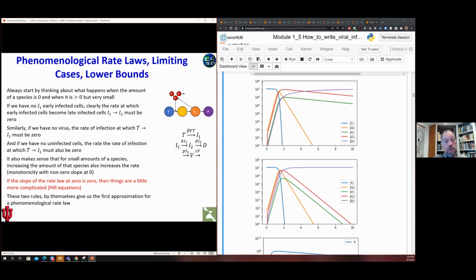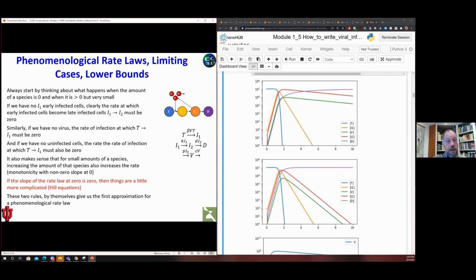Is the slope 0 at 0, or is it non-zero? For most of the things that we're going to deal with, it's not true for gene regulation, but for most of the other cases we're dealing with here, for example, it makes sense that as we increase the amount of I1, at least for small amounts of I1, the rate of conversion from I1 to I2 would increase. In particular, because we're talking about I1 going to I2 as a process that's happening individually with cells, we'd expect that the rate of increase would be linear. And so in most cases, if it's a rate law that applies to a single argument, the rate increases with the value of the argument, and at least for small values, it increases linearly.